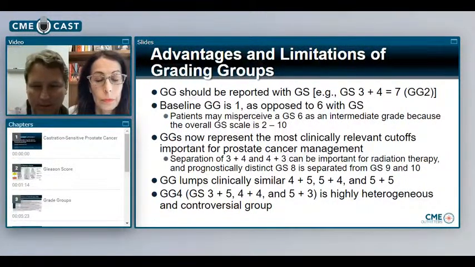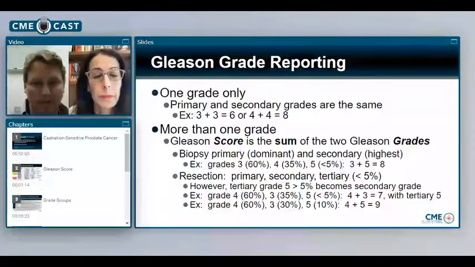There's a couple of drawbacks to the grade group systems. One is the grade group 4, and the problem with that is that when you have a Gleason score of 3 plus 5 and a Gleason score of 5 plus 3, there's just not a lot of these. These are very rare, so there's not a lot of studies with those particular grade groups.